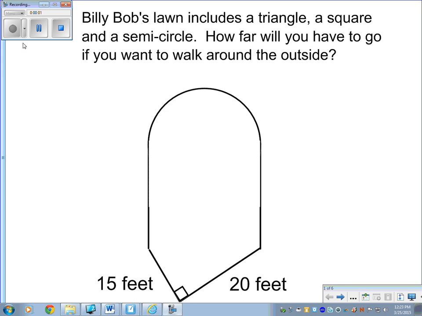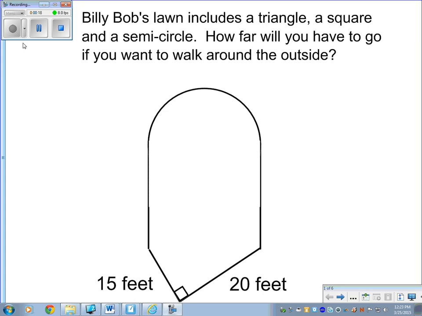We're going to continue our look at composite figures, this time with reference to the perimeter of the shape and to the kind of detective work that you have to do to figure out the missing sides that you'll need in order to find the perimeter, or you might need to find even the area of the shape. So let's look at this problem first.